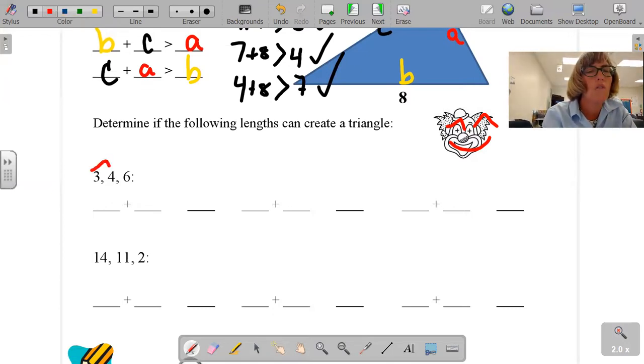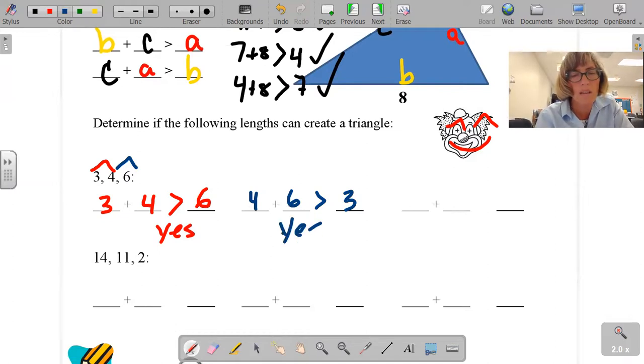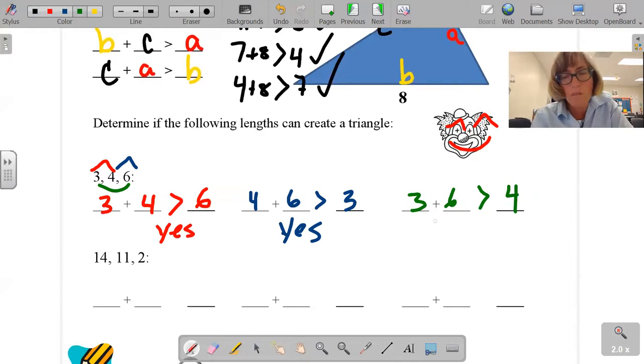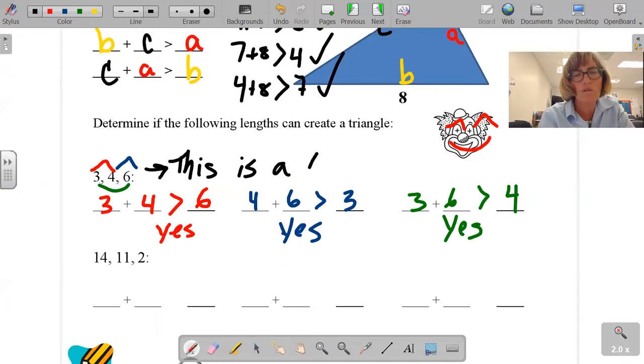Watch what we do. Our first eyebrow is 3 plus 4 must be bigger than 6. That 7 is bigger than 6. That's a yes. 4 plus 6 has to be bigger than 3. That's 10. Bigger than 3, the answer is yes. Smiley. 3 plus 6, bigger than 4. Of course, that's 9, bigger than 4, yes. So all 3 are yes, so this is a triangle.